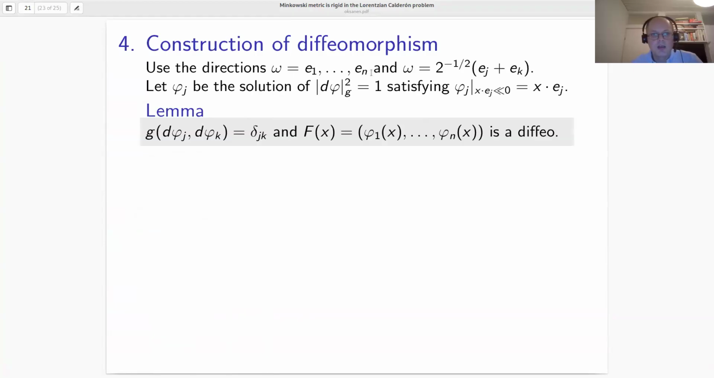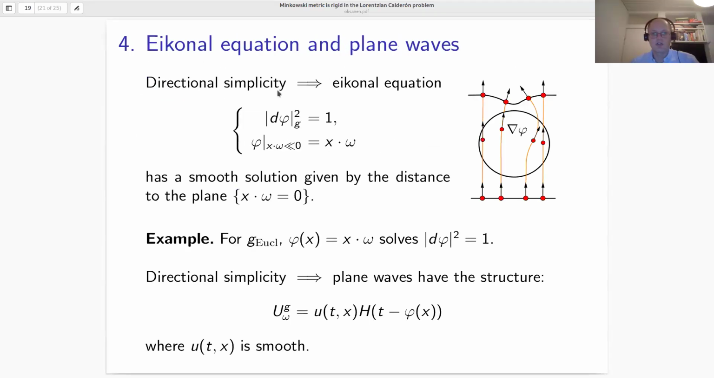Okay. So this will lead to the conclusion. I still need to show that there is this diffeomorphism, and that this unknown metric is the Euclidean metric when I change coordinates with this diffeomorphism. So I'm just going to construct this diffeomorphism from solutions to the eikonal equation, where the directions, you recall that I set the initial condition for this eikonal equation with this formula.